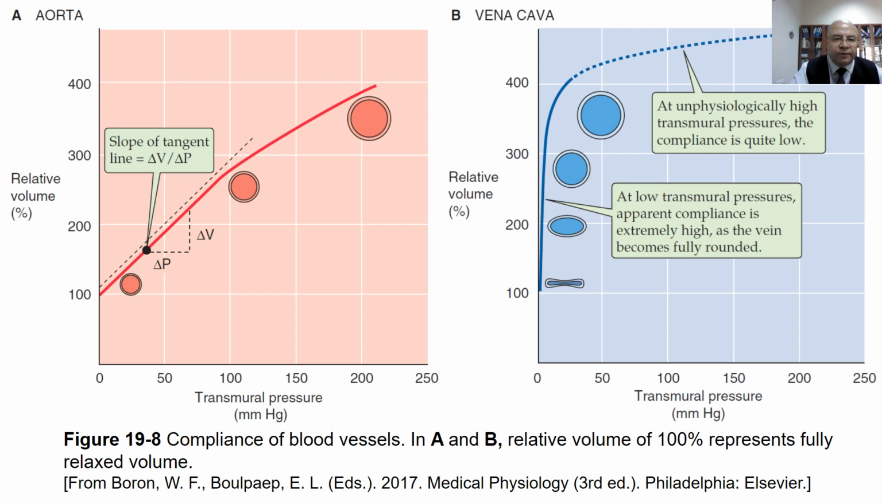In this figure, on the left hand side you see the aorta, on the right hand side you see the vena cava graphs. On the x-axis we see the transmural pressure, on the y-axis we see the relative volume change. So if you look at the aortic curve on the left, you see that the volume of the aorta increases positively when the pressure on the wall increases. There is a positive correlation, okay?